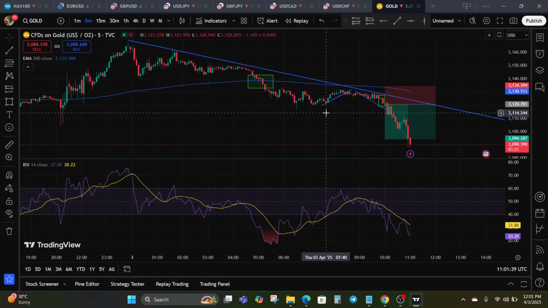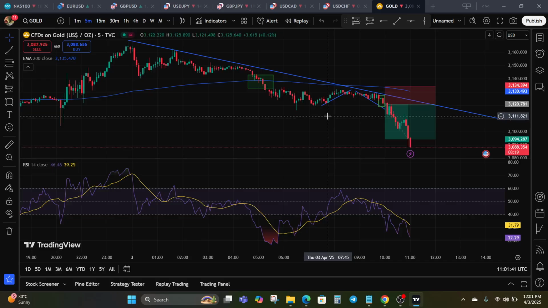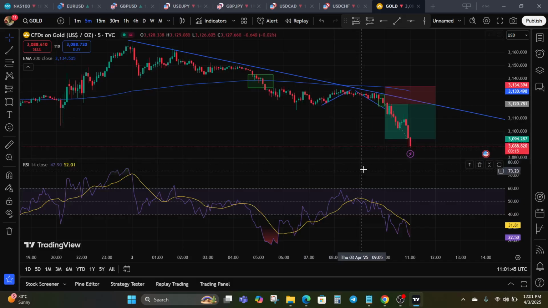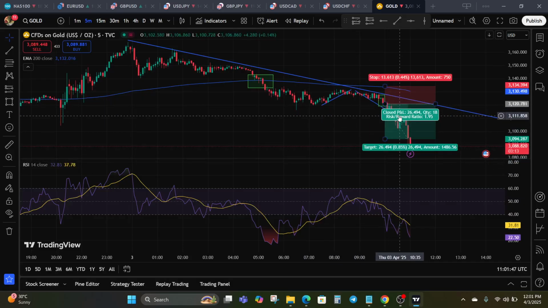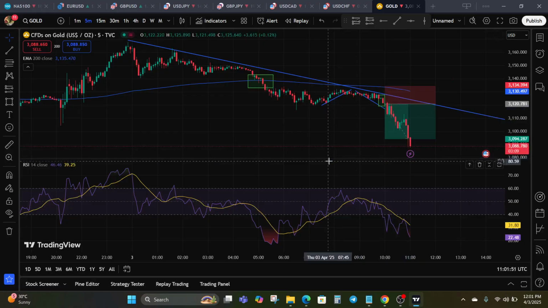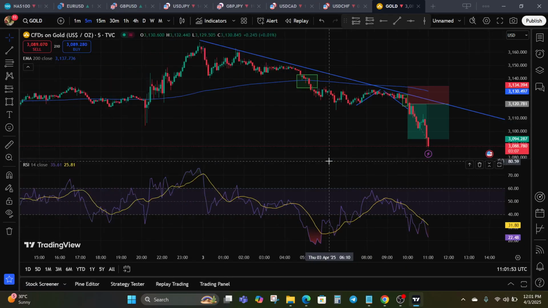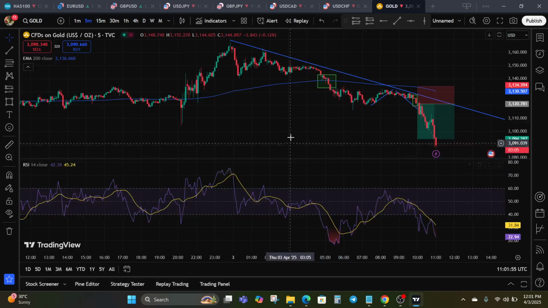Risk management is crucial when trading gold due to its volatility. So here's how to stay safe. Never risk more than 1 to 2% of your trading account per trade. And always use a stop loss to protect against unexpected moves. Stick to the strategy. Do not chase trades or overtrade. So that is the best 5-minute gold strategy explained in detail.